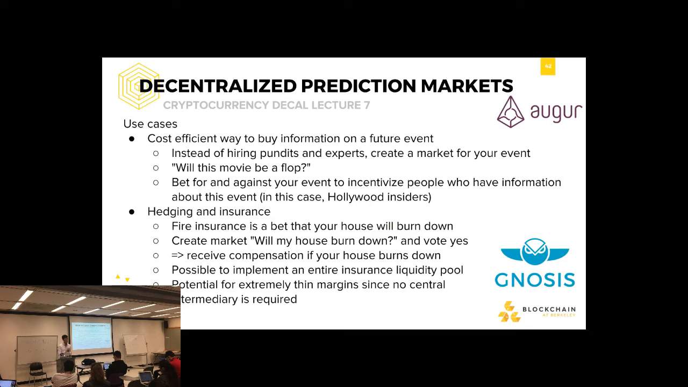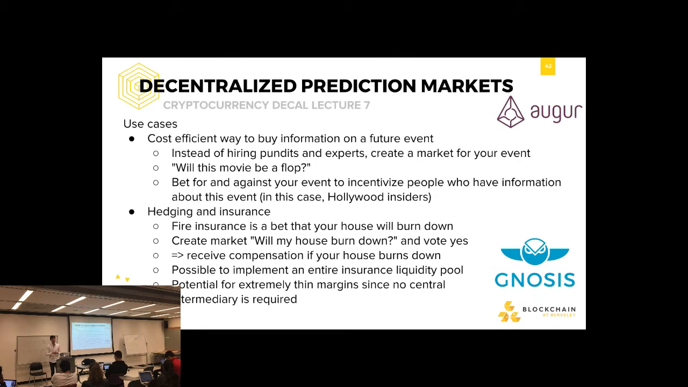You can also use this for use cases like hedging and insurance. Whenever you buy fire insurance, you're basically betting that your house is going to burn down. So you can create a market that says, is my house going to burn down, and vote yes. And some insurance company is going to think, oh, I don't think that likelihood is that high. I'm going to take the other side of the bet. So if your house actually burns down, you're going to receive all the money that they put in.